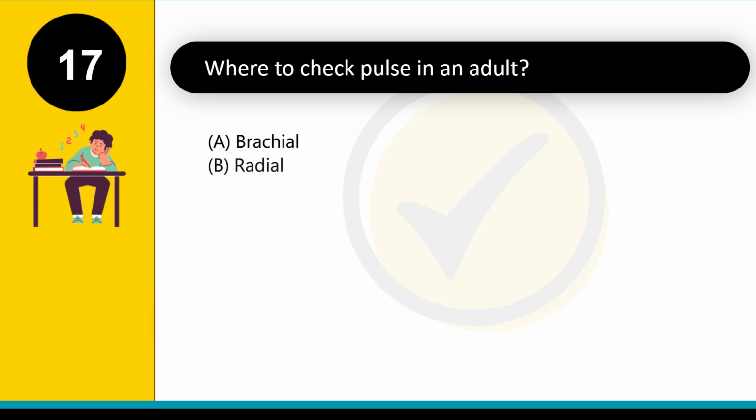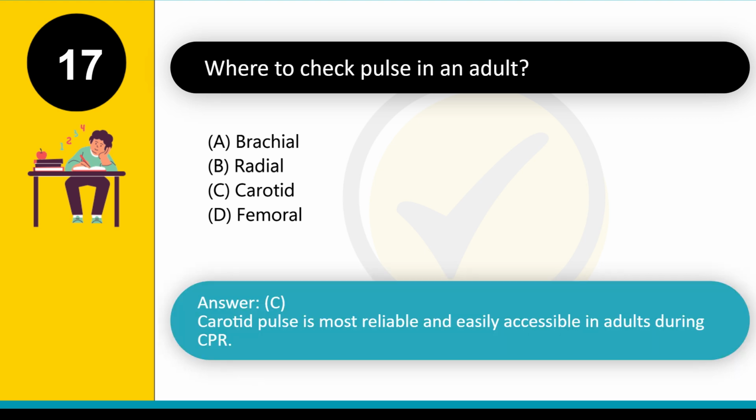Where to check pulse in an adult? A. Brachial. B. Radial. C. Carotid. D. Femoral. Answer, C. Carotid pulse is most reliable and easily accessible in adults during CPR.